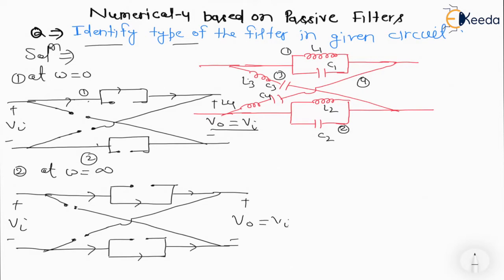So here, at resonant frequency, at omega is equal to omega r, we know that at resonant frequency the parallel combination of L and C will be represented by an open circuit and the series combination of L and C will be represented by a short circuit. So here if you want to draw the circuit, then this will be open, this will be open, and this third and fourth branch will be short circuited.